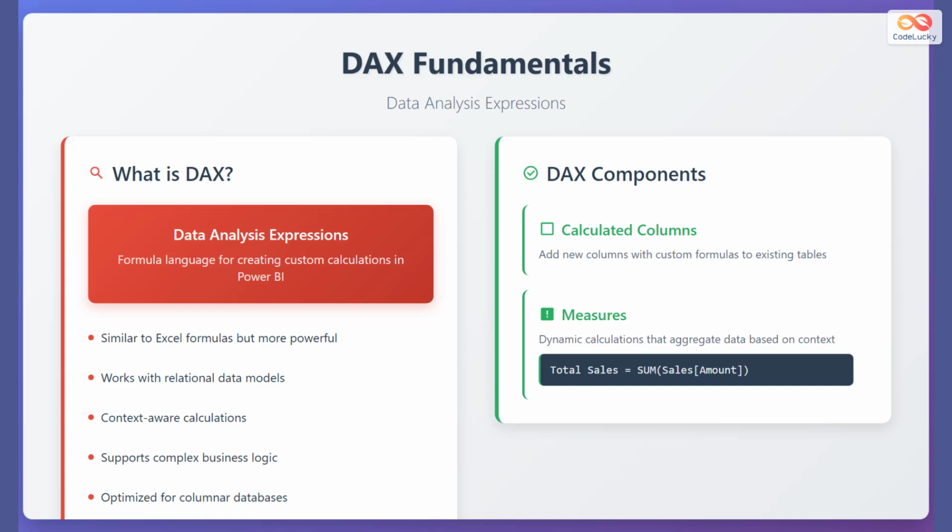DAX consists of two main components: calculated columns and measures. Calculated columns are added to existing tables and computed row by row when data is loaded. Measures, on the other hand, are dynamic calculations that aggregate data based on the current filter context. DAX supports complex business logic, handles time intelligence scenarios, and works seamlessly with Power BI's columnar database engine for optimal performance.